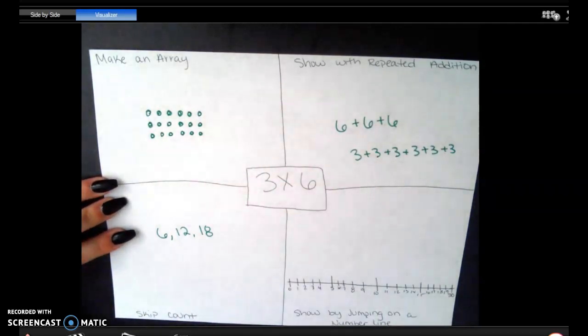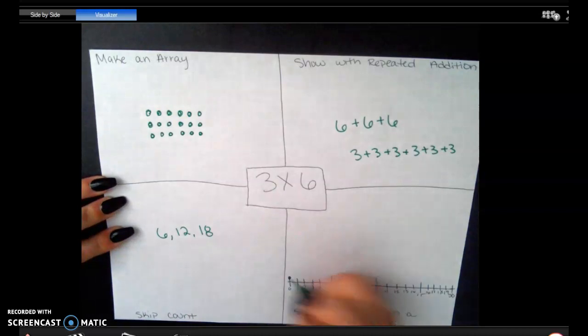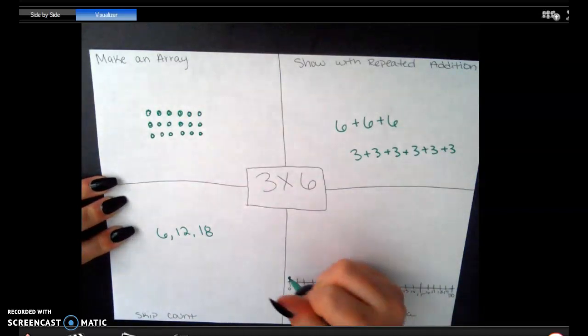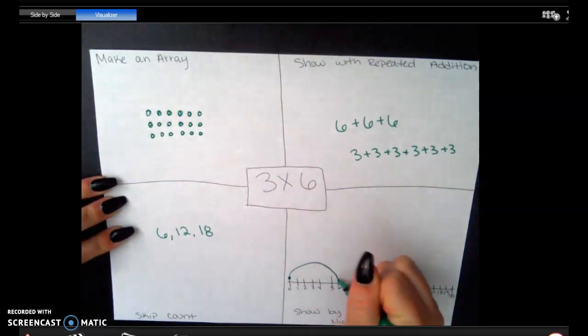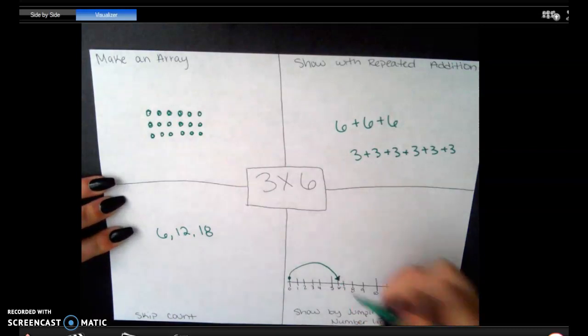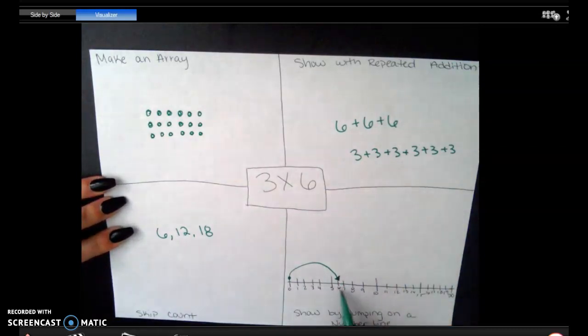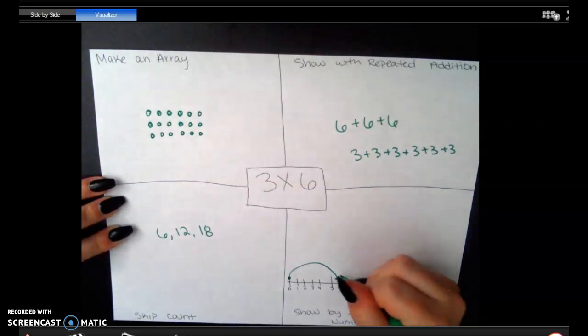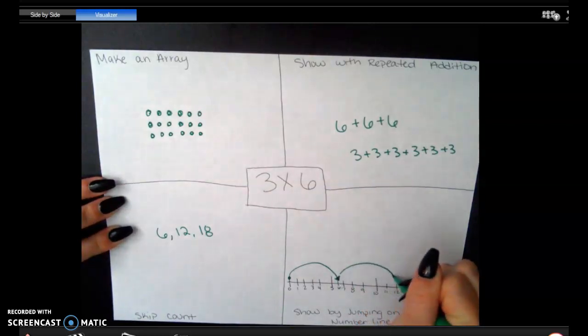Now, boys and girls, we are going to show what that looks like jumping on a number line. So, you would start at 0, and your little arrow would go all the way to 6 because we're counting by 6. That's right. Now that we're at 6, we count up by 6 again. 1, 2, 3, 4, 5, 6. So now we know our next arrow goes to 12.